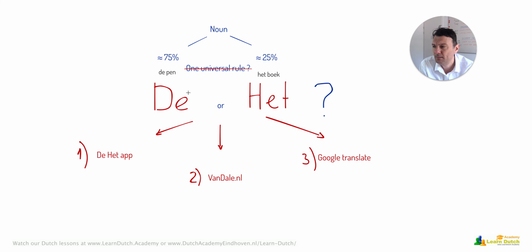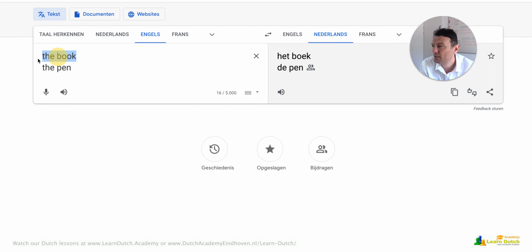But how would you know, is it "de" or "het book"? Is it "de" or "het pen"? Now there are three ways. First, you can find a "de" and "het" app. Just Google for it. There's a very good app available. You can use it and find every word you need, and you'll find whether there's a "de" or "het". You can also use a website, an online dictionary, vandalen.nl, or you can use Google Translate, like this. You put in the English word, the book, it is "het book", the pen, and "de pen".